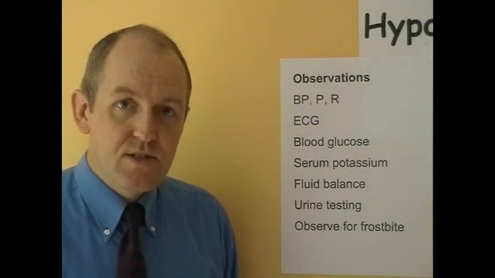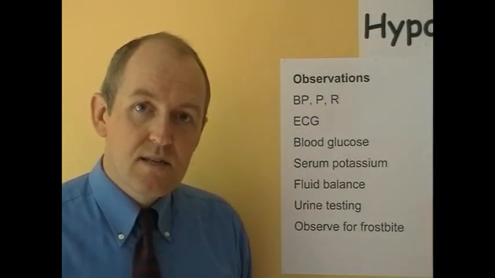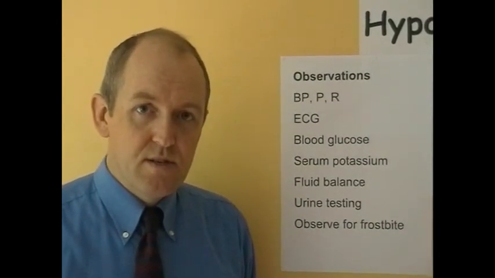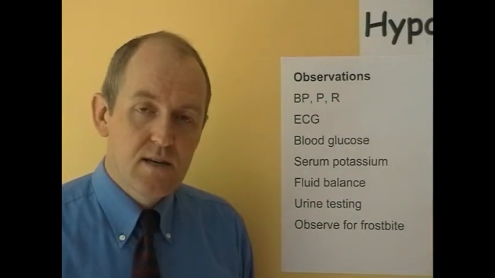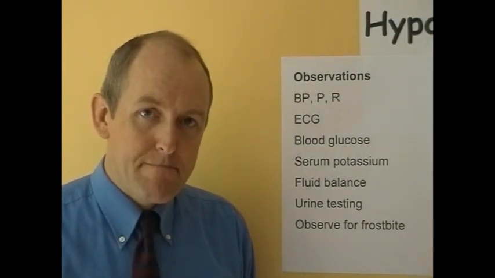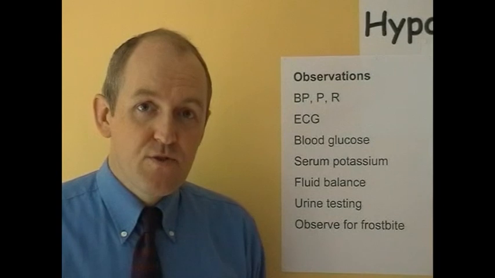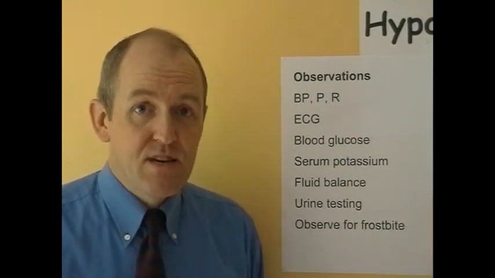Fluid balance charts and urine. Well, we've mentioned the possibility of acute renal failure. These patients should be catheterised if possible, and the urine volumes measured if you consider renal failure. It is a possibility. And also the urine might be very acid, reflecting a systemic acidosis, as we've already discussed.